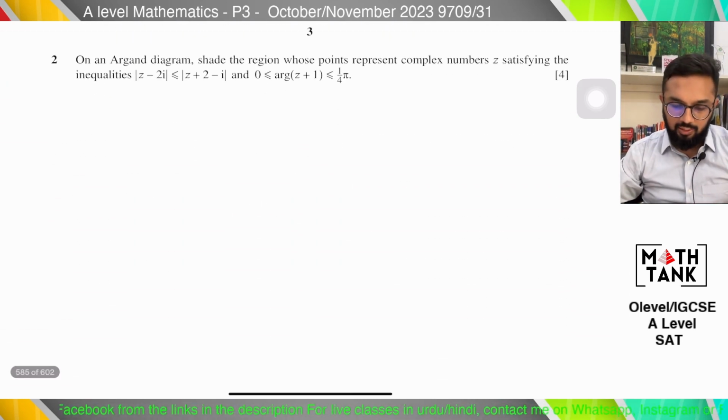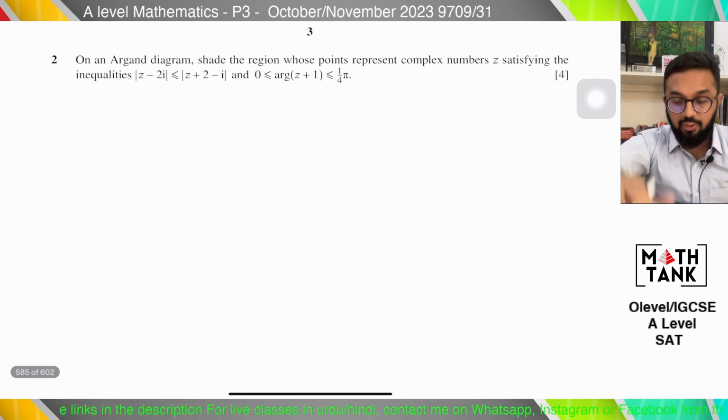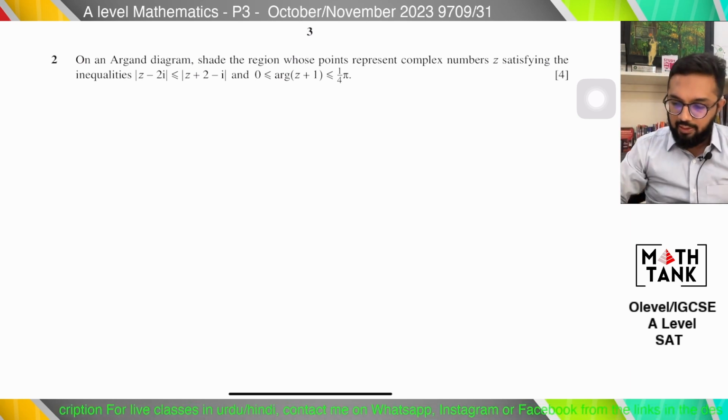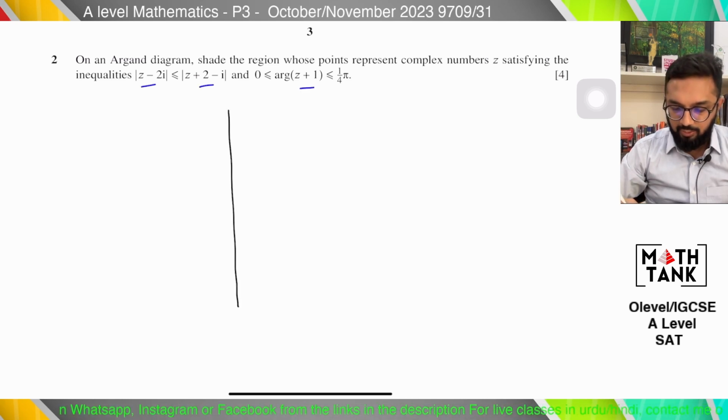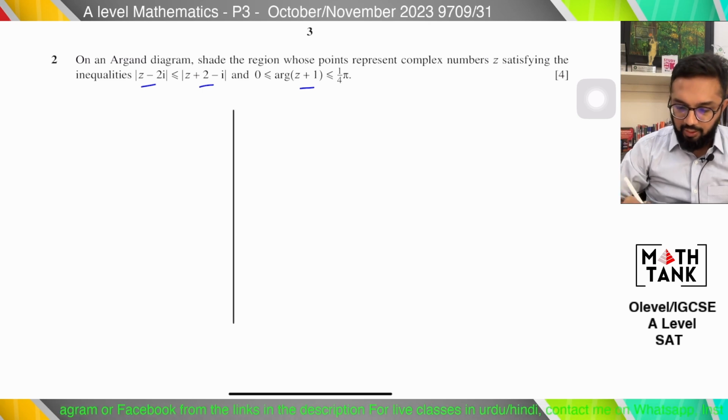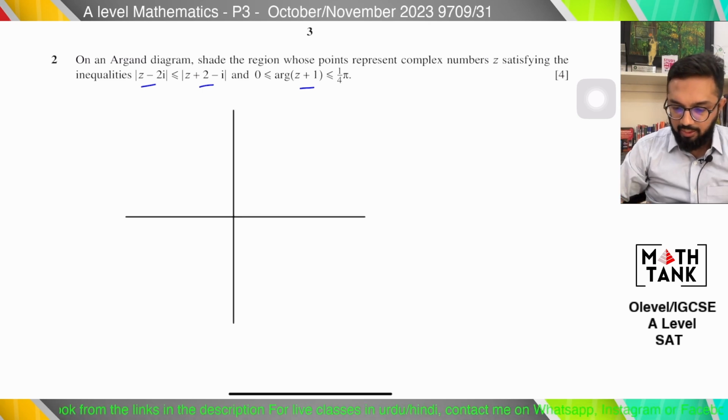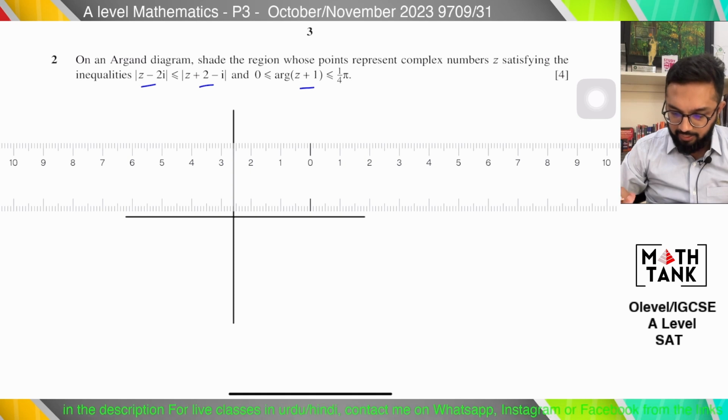It says on an Argand diagram, show the region whose points represent the complex number z, satisfying the inequalities this and that. Now, on the exam, you have to make sure that you draw an accurate diagram, and I'm going to try to do as accurate as possible.